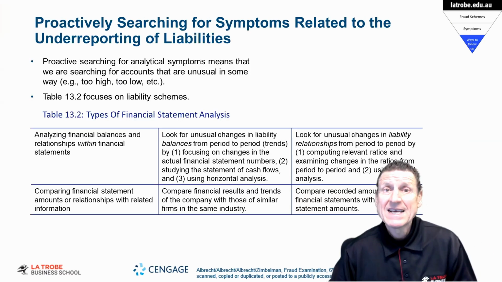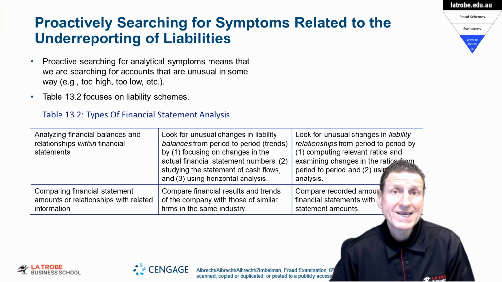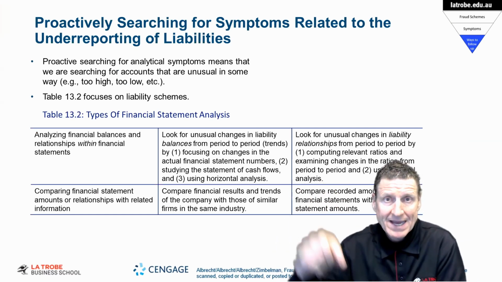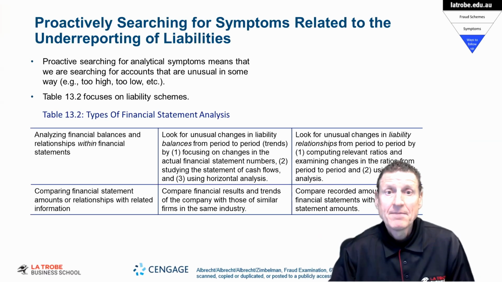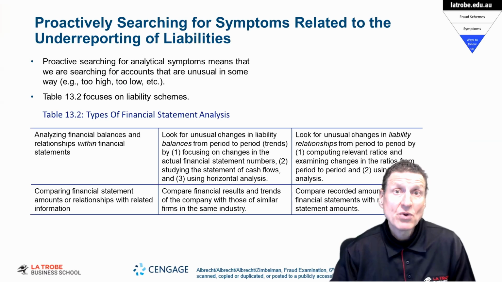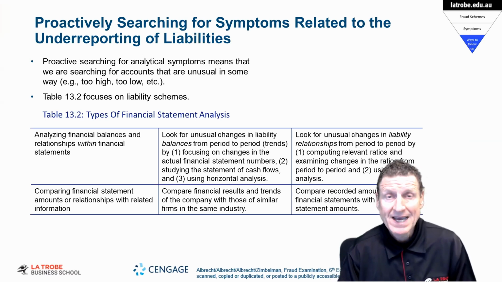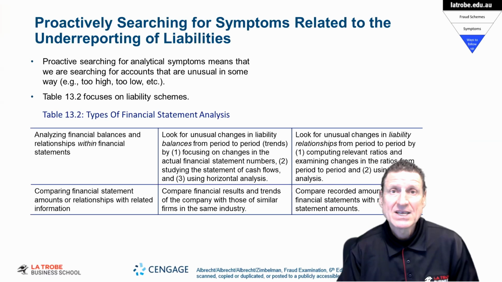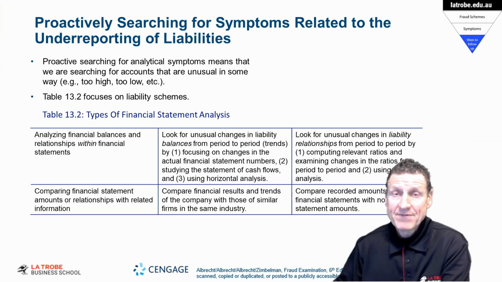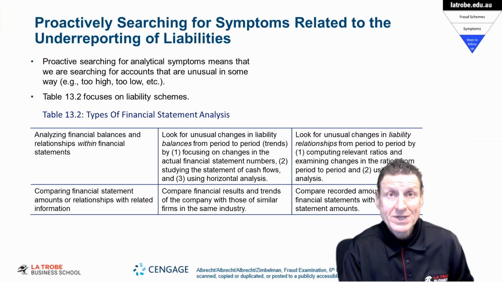If we look at proactively searching for symptoms related to the underreporting of liabilities, again, we can look within the statements, looking for relationships between accounts in the balance sheet, in the profit and loss, horizontal and vertical analysis, or we can compare financial statement amounts or relationships with related information. Again, relating it to physical details of the firm's operations, relating to sales of products. If the sales of products go up, the contingent warranty claims need to go up as a liability.